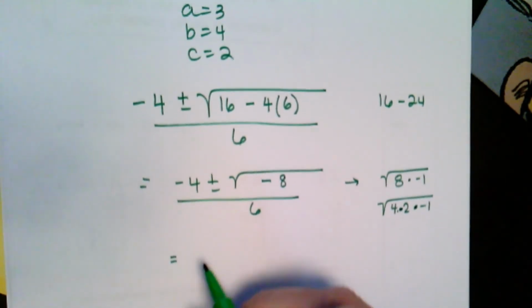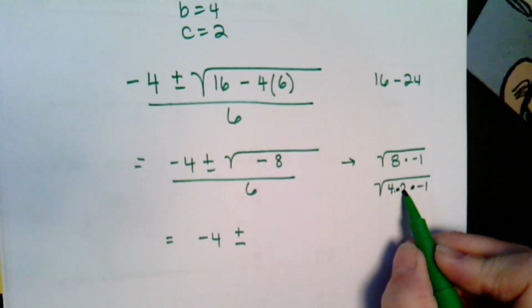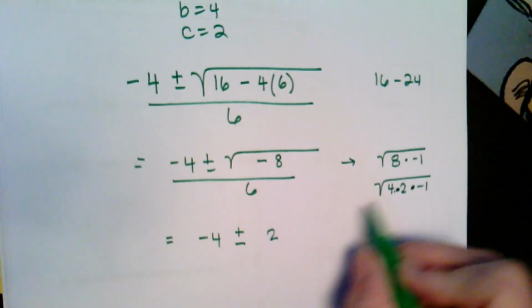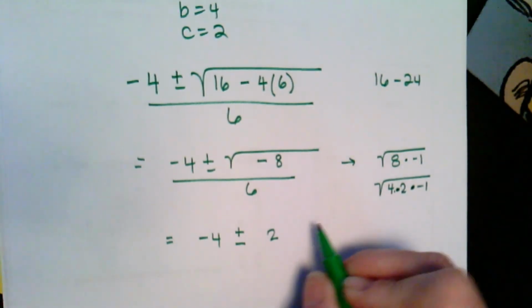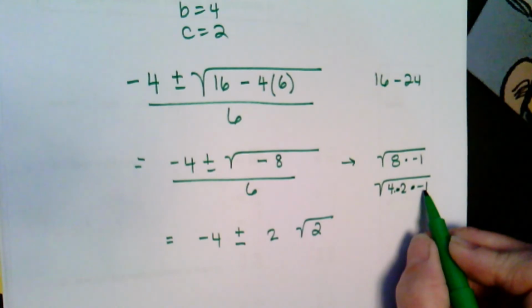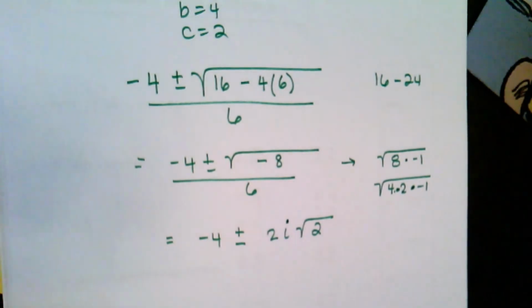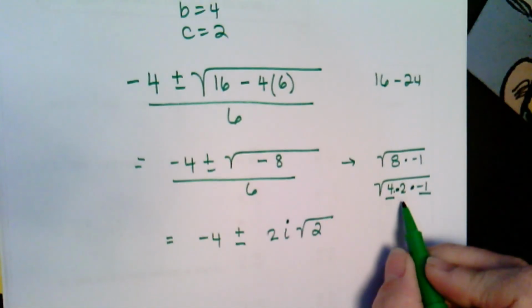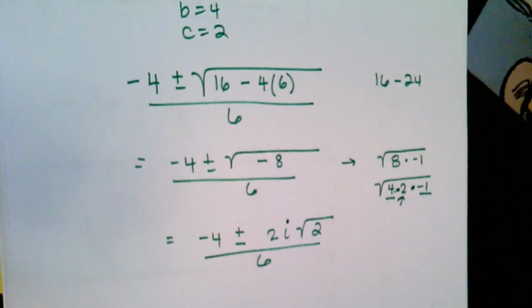So for my next step, I can bring the 4 out. The square root of 4 is 2. The square root of 2 has to stay underneath. And then remember, the square root of negative 1 is i. So I took care of this, I took care of this, this guy's the only one that couldn't be taken care of, and then we're all over 6.